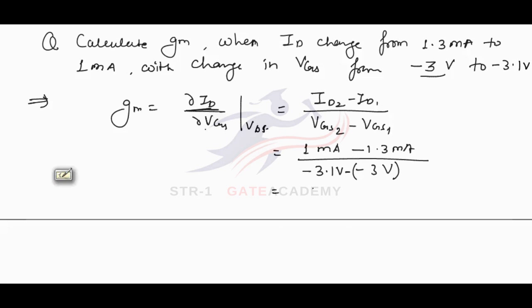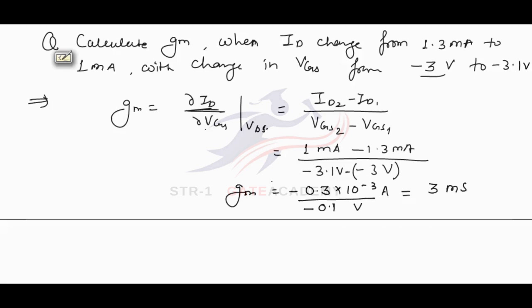It will be minus 0.3 into 10 raised to power minus 3 divided by minus 0.1 volt. This will be in ampere. It will come out to be 3 millisiemens. This will be the transconductance Gm for this JFET. So this was all about JFET.